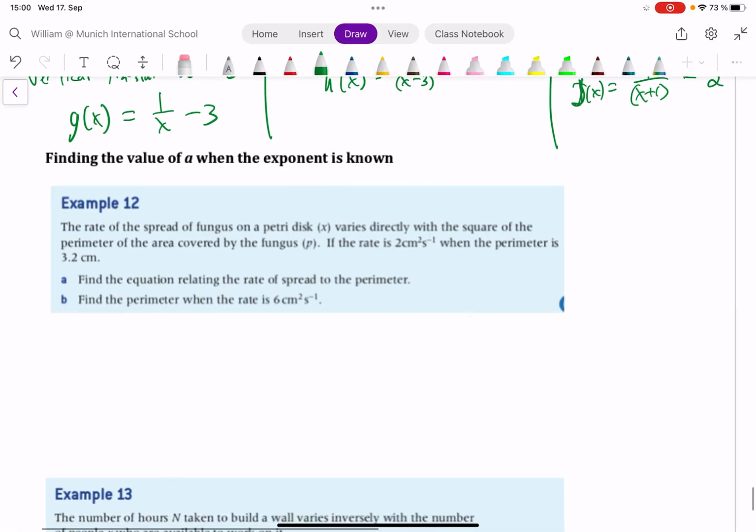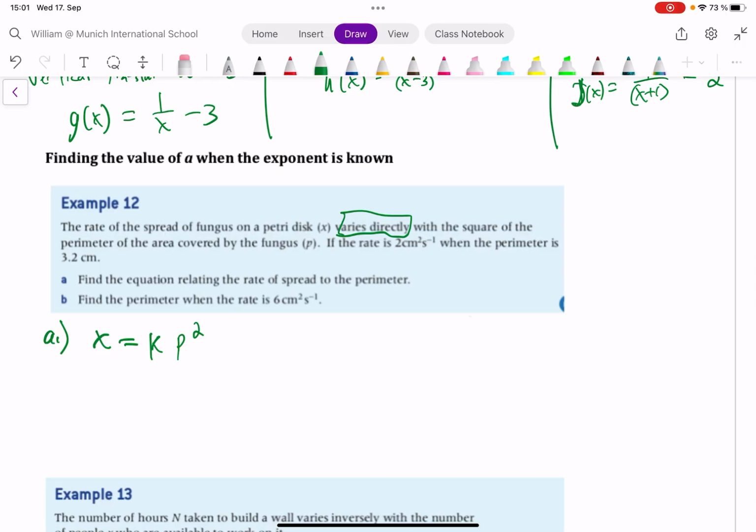Okay, so varying directly, right? If things vary directly, it just means that they're multiples of each other. So here it says the rate of spread of fungus in a petri dish varies directly with the square of the perimeter of the area of the fungus, right? So if I was to write this as an equation, it would be x equals k times p squared.